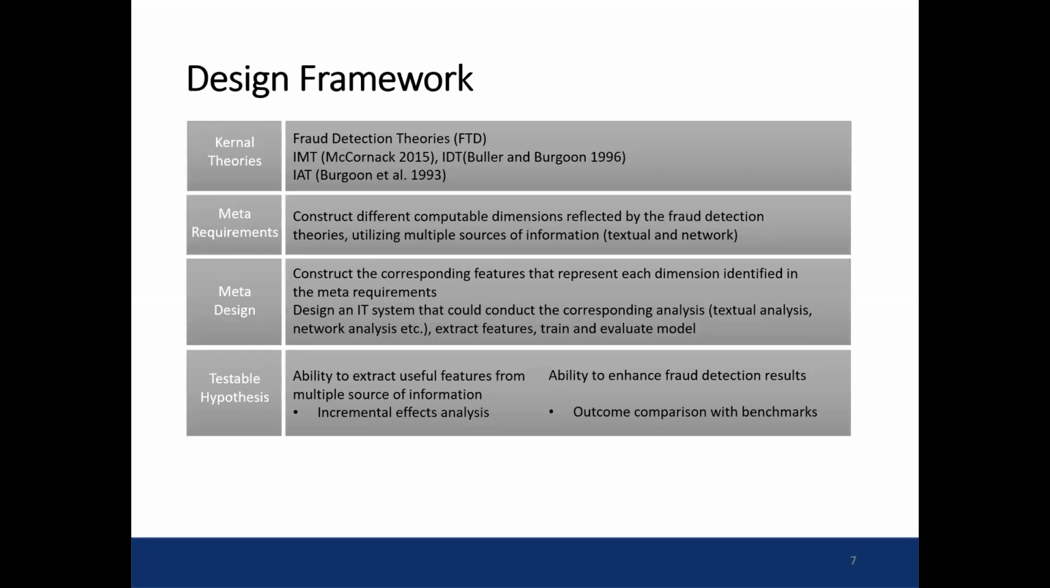This is our proposed design framework following a rigorous design science paradigm. As you can see, we use the above mentioned 3 theories as our kernel theories. And after that, we conduct the meta requirements analysis. The purpose is to construct the different computable dimensions reflected by the fraud detection theories. And after we finish the meta requirements analysis, we will conduct the meta design.